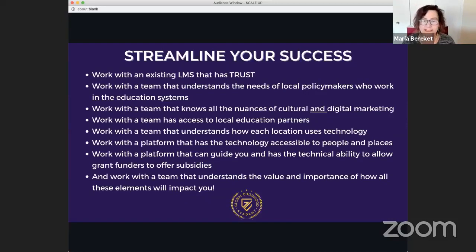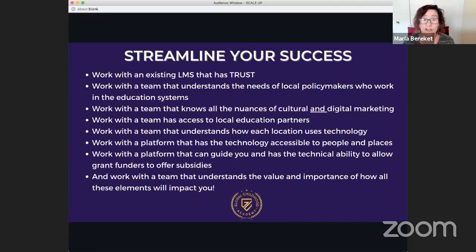Working with a platform that has the technology, and I'm not talking about access, I'm talking about the intricacies to help your learners advance and really gain the knowledge that they need to move and elevate themselves. Working with a platform that can guide you and that has the technical ability to allow grant funders to offer subsidies. This is a whole training in itself, but it's so critically important. And one of the great things about Dr. Samia and the team is that they do understand that, and they do have that ability to help you guide that.